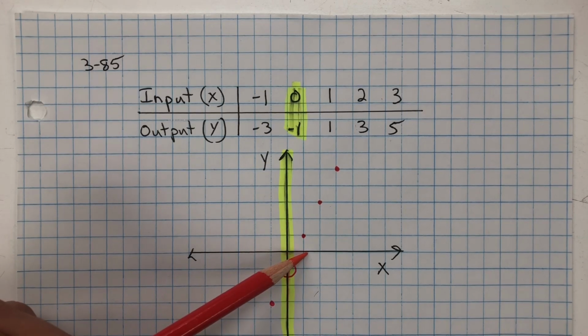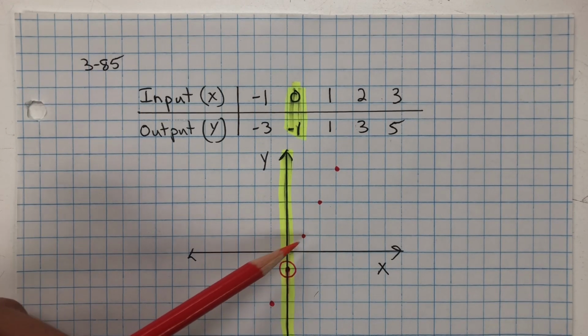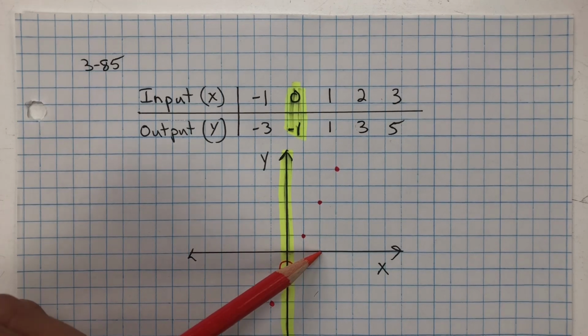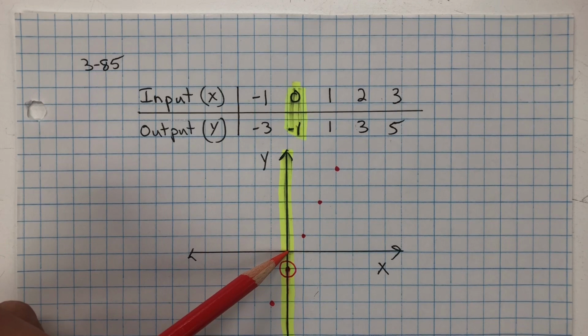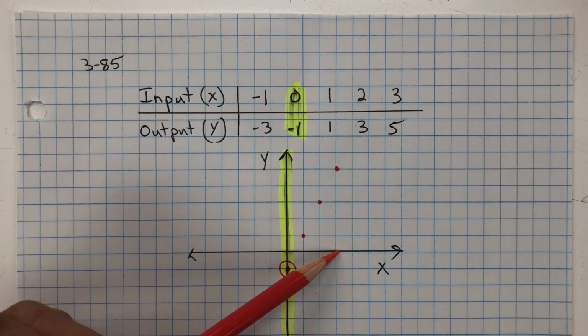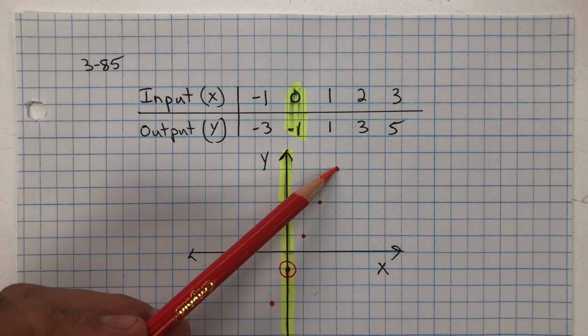1 on the x, +1 on the y. +2 on the x, +3 on the y, and +3 on the x, positive 5 on the y.